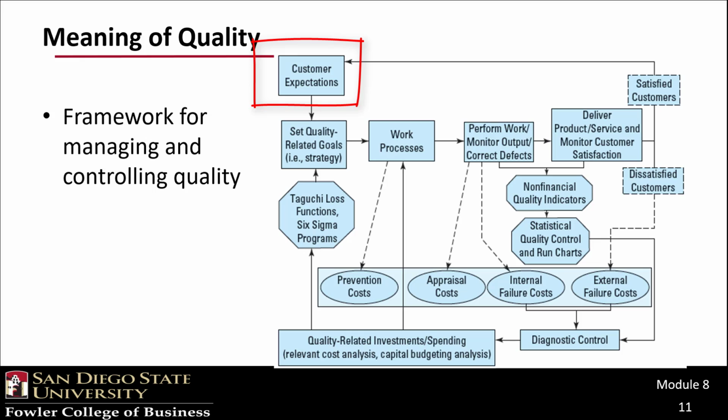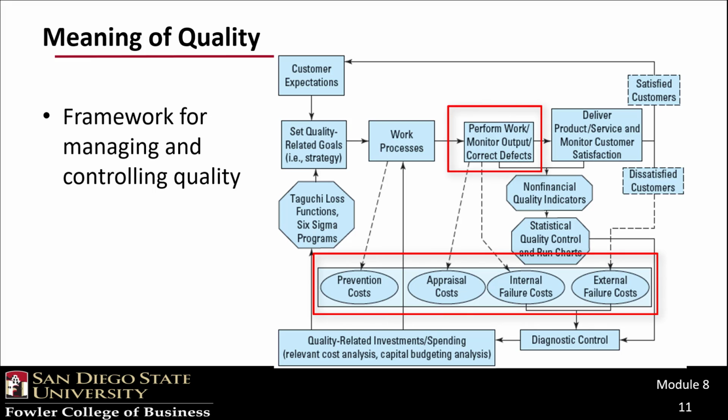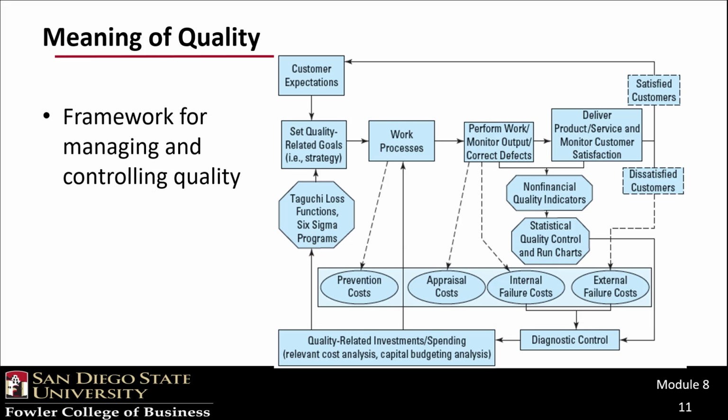Customer expectations are the cornerstone, as these drive the quality goals. These goals obviously have to be engineered as part of the work process. And the work process is monitored, quality failures and the cost of these failures are collected. These are combined with non-financial indicators to determine where additional quality investment or spending should be made. In the meantime, customers are being delivered products and their measures of satisfaction also become part of the feedback loop. Lastly, the quality-related information is used to set new quality goals in search of continuous improvement, and the cycle continues over and over.